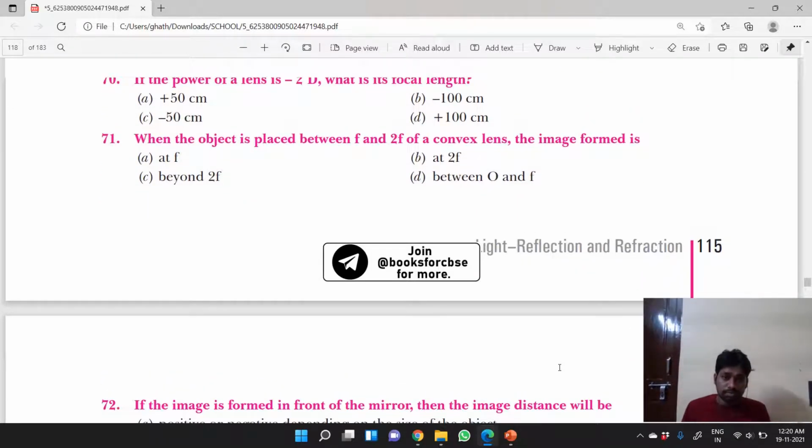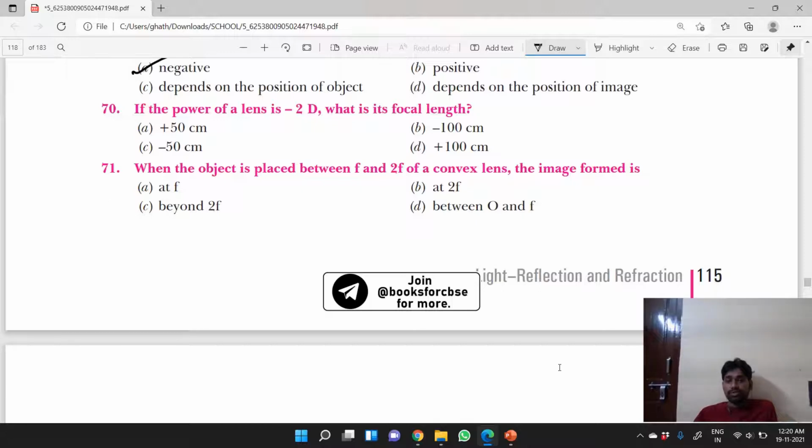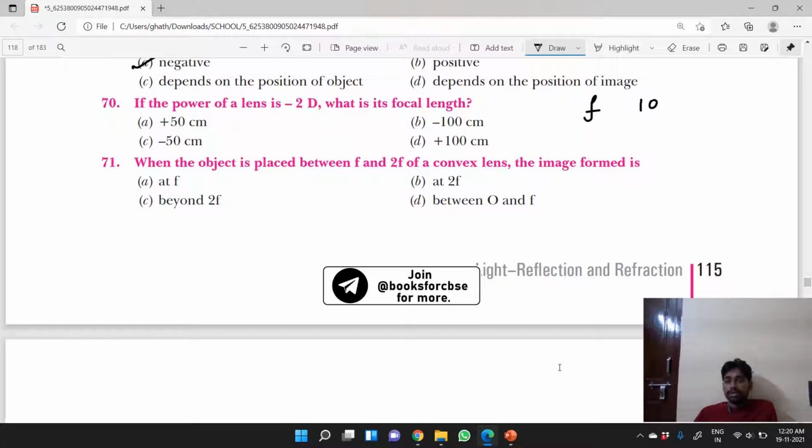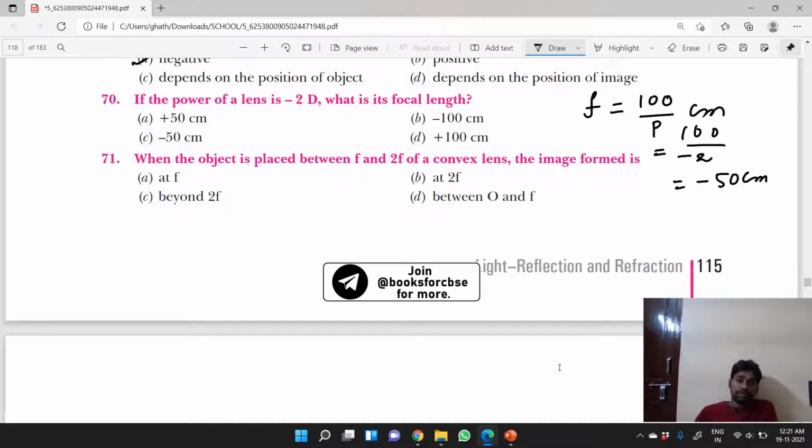Next question number 76. If the power of lens is minus 2D, then focal length is equal to, here in terms of centimeter is given, so we will also write the formula. F is equal to 100 by P, in terms of centimeters. So 100 by P is nothing but 100 by minus 2. This is equal to minus 50 centimeters. This is the answer.